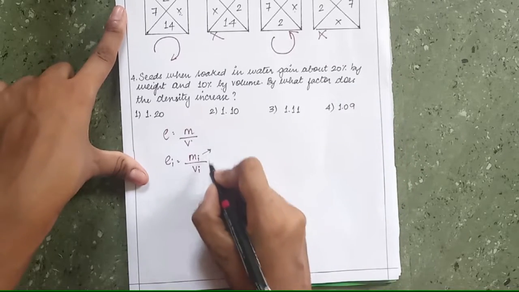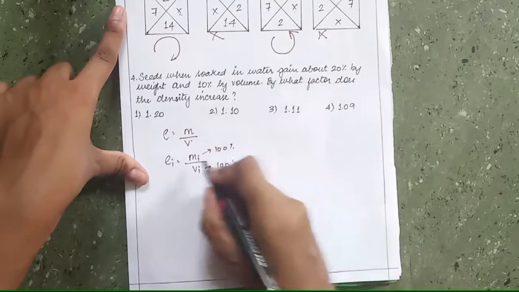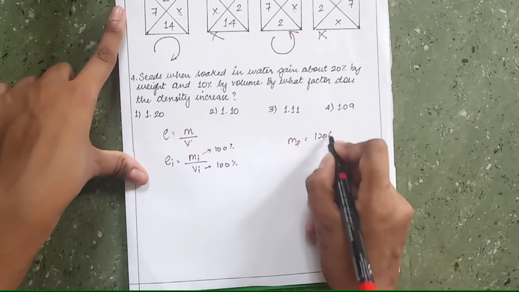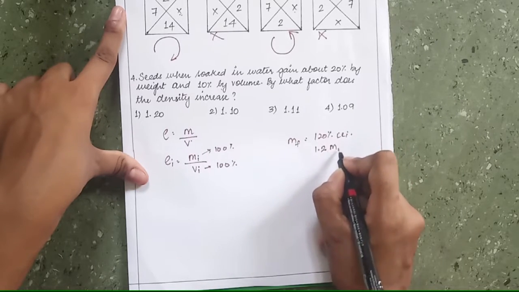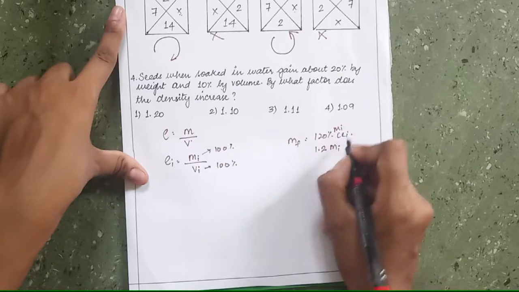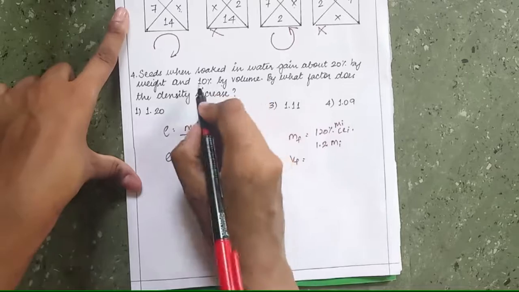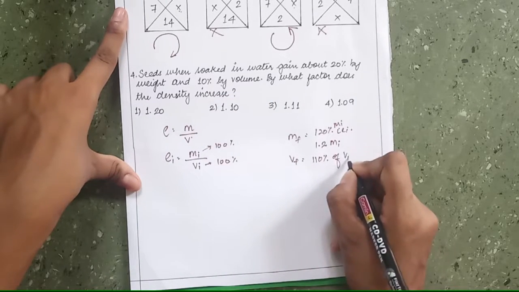Let's say that initially everything is 100%, right? Then the final value, that is final mf, is going to be 120%. That is 1.2 of mi. 120% of mi. So it is 1.2 of mi. And vf is changing by 10%. So it is 110% of vi.